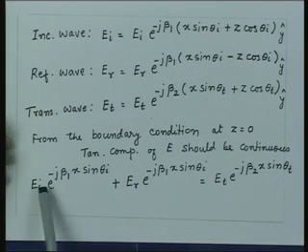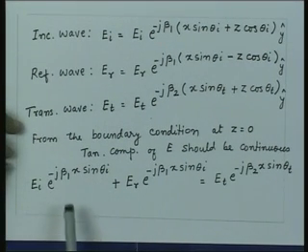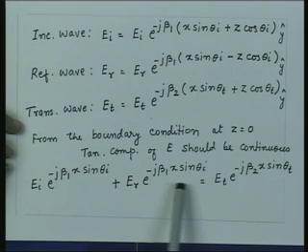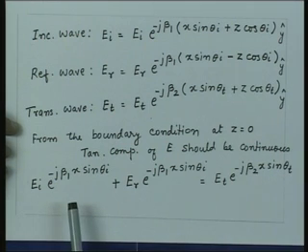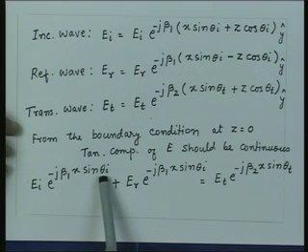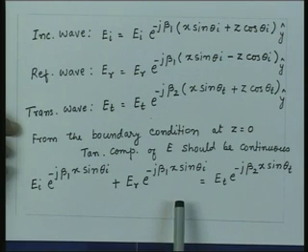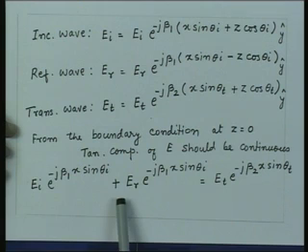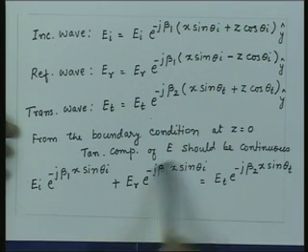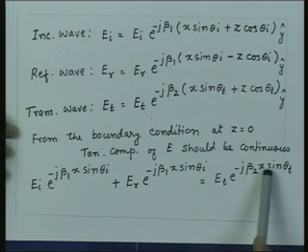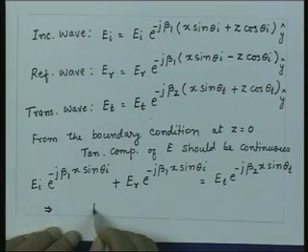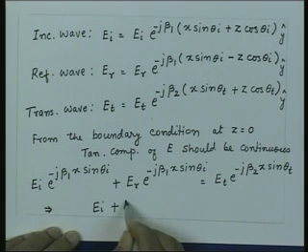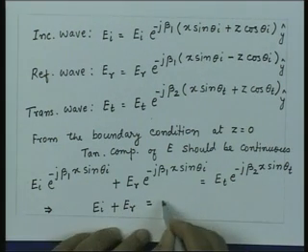Now, we have already established Snell's law, which says beta 1 sin theta I is equal to beta 2 sin theta t. That means this phase function is the same for all the three waves. So, essentially this term is a common term because Snell's law satisfies that this quantity is equal to this quantity. So, what that gives you is that EI plus ER is equal to ET.